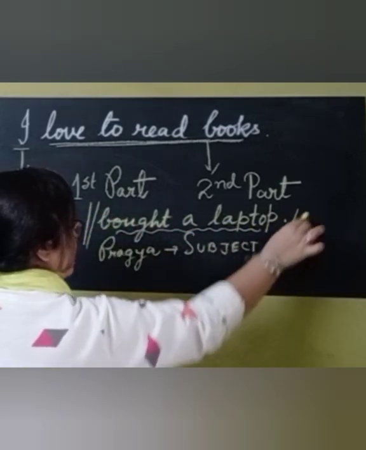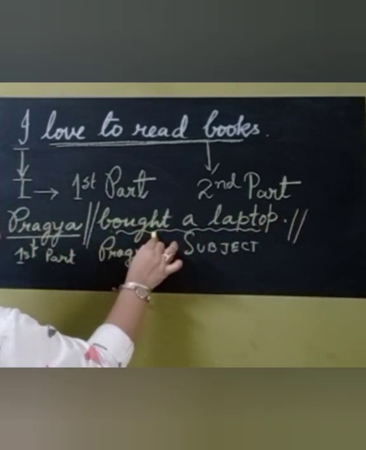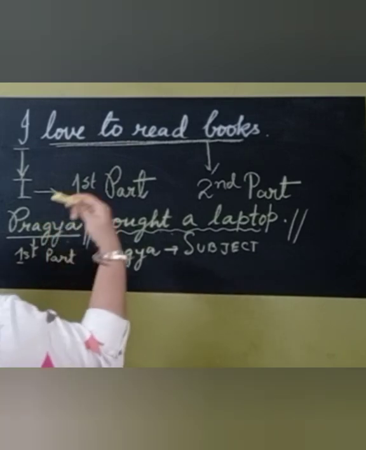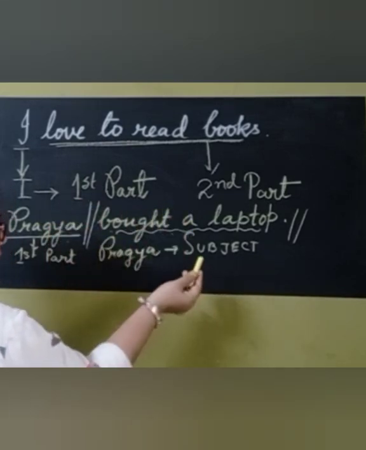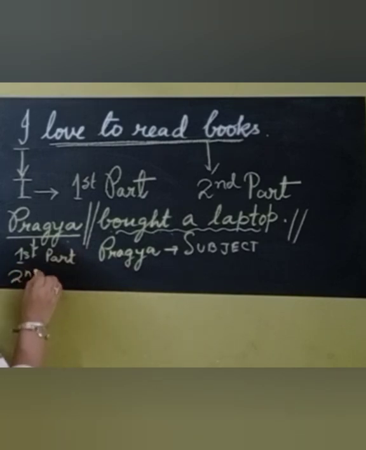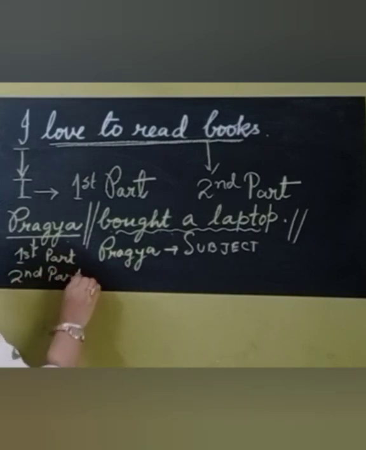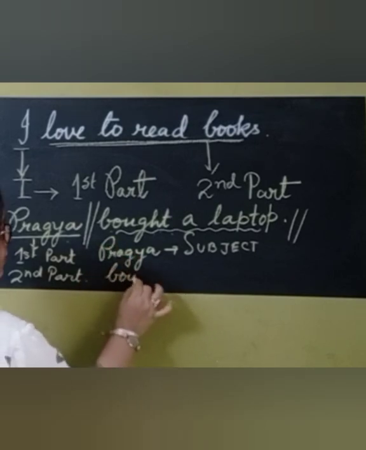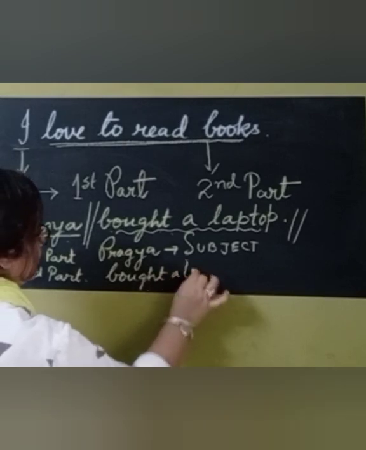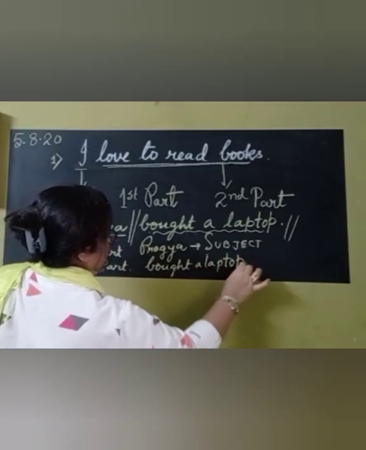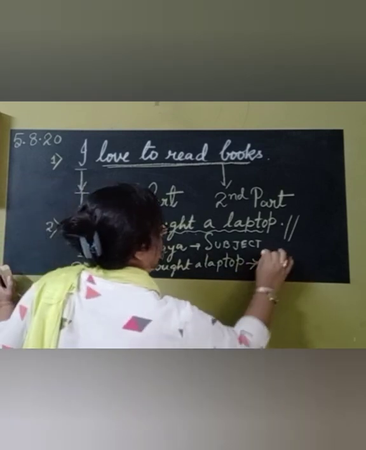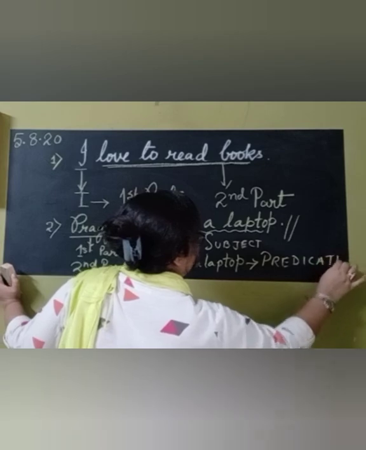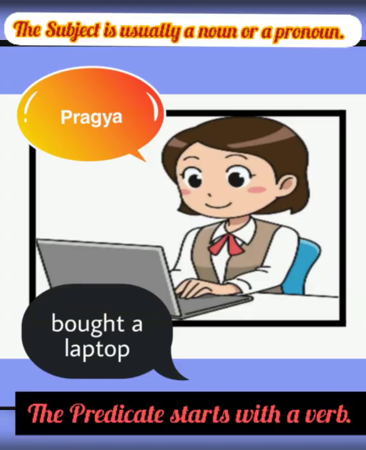Now, bought a laptop. This forms the second part of the given sentence. So, this part tells us about Pragya. What Pragya is doing or what Pragya has done. Again, to identify the predicate, we have to ask, what does the sentence tell about the subject? That means, what does the second part tell us about Pragya? So, bought a laptop becomes the predicate, which is the second part of this sentence.